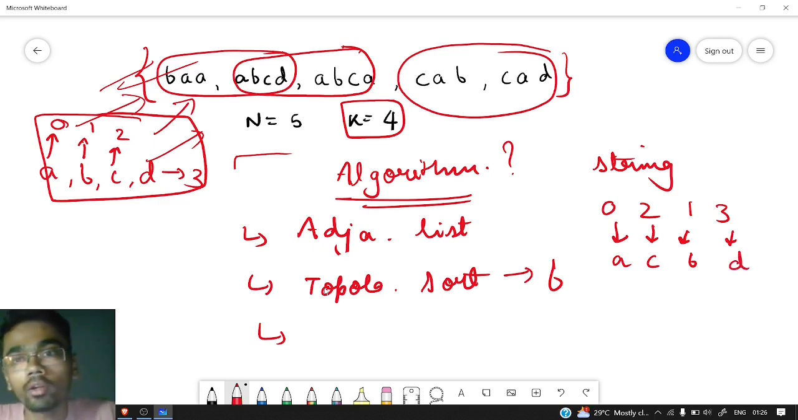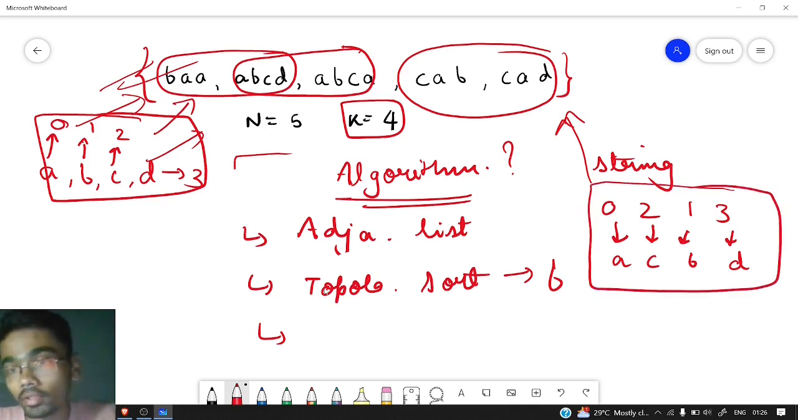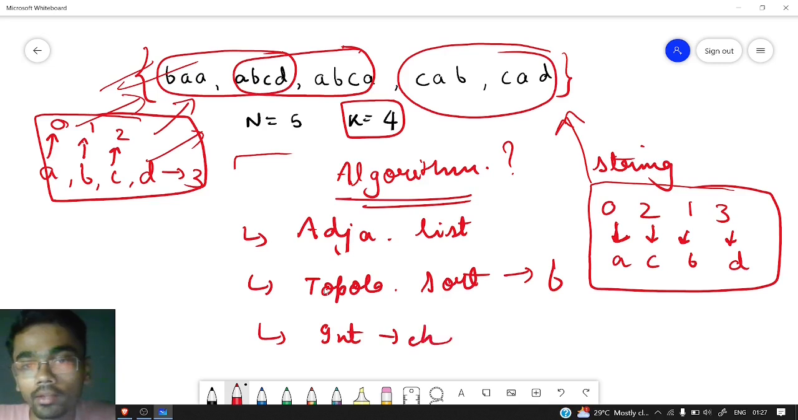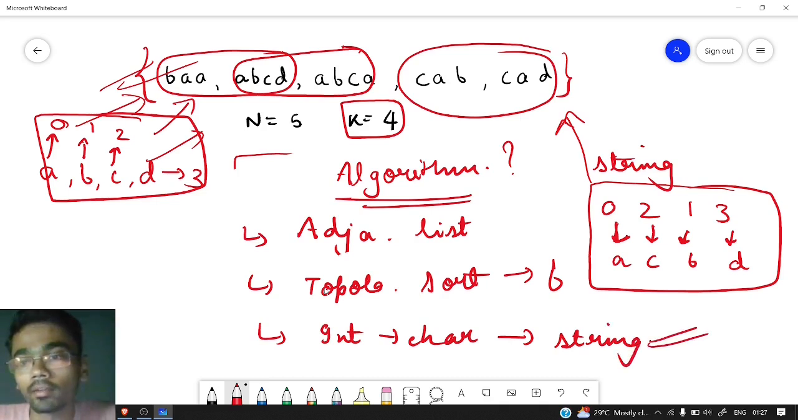So we are not taking this for this example, I am just generally saying that this is what we will do. We'll convert it into respective characters, so in the end we convert integer to character and return the resultant string as our final answer. So this will be the flow of our algorithm.